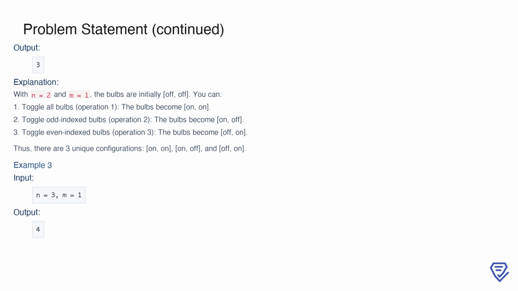Now, let's consider another example where n equals 2 and m equals 1. When n equals 2 and m equals 1, we start with both bulbs off, represented as off, off. If we toggle all the bulbs using the first operation, the bulbs become on, on. If we toggle only the odd-indexed bulb using the second operation, the bulbs become on, off. Finally, if we toggle only the even-indexed bulb using the third operation, the bulbs become off, on. These 3 configurations, on, on, on, off, and off, on, are all unique, so the output in this case is 3 unique configurations.